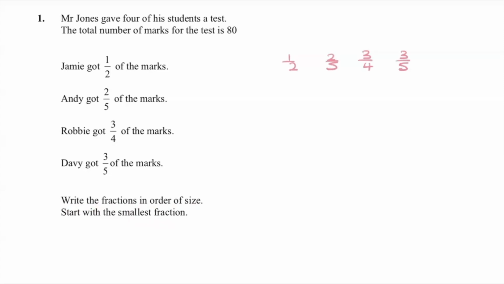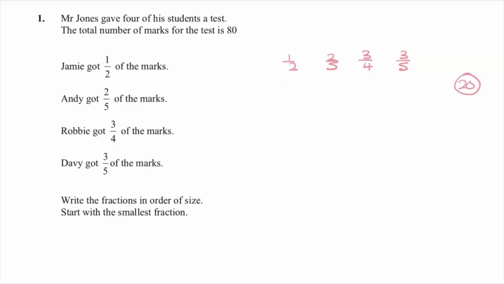Now, in order to be able to efficiently and correctly put these in order, I want to write equivalent fractions so that the denominators are all the same. To do that, I've got to consider the denominators I have, which is 2, 5, and 4, and think of a times table that they all go into. I want the first and kind of lowest multiple, and that would be 20.